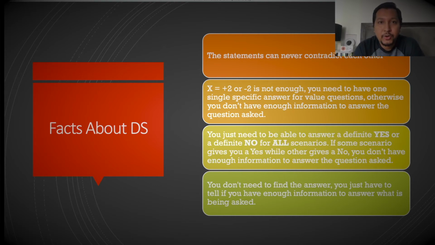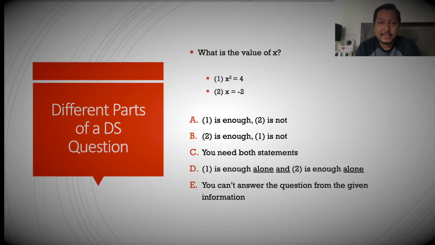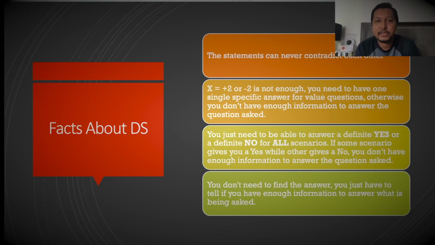x equals 2 or x equals minus 2 is not an acceptable answer. You basically have to be able to tell for sure that x equals 2 or x equals minus 2. In this case, if you look at statement 2, it's telling you x equals minus 2. So that's the kind of definite answer you need. If you're getting 2 answers, or a range of answers, that's not enough. That just means you don't have enough information to answer the question.